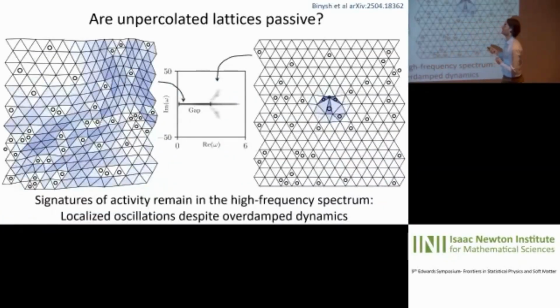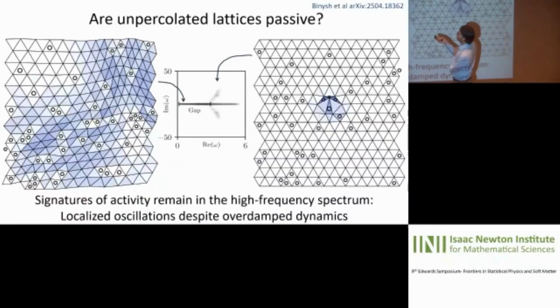The other thing that you can ask for the system is that, well, we have all these disordered unpercolated cases, right? And are they really passive? I said that they don't have this active modulus. And that's true if you look at low frequencies and you look at their excitation spectra. The excitation spectra have a truly real frequency axis here.